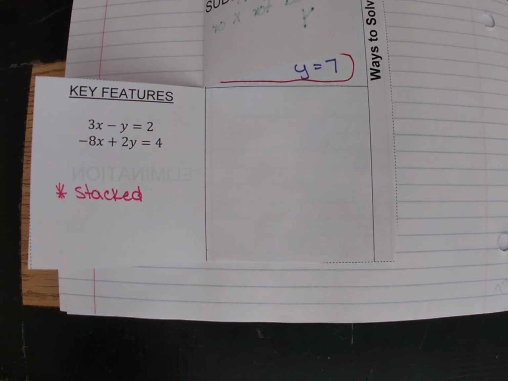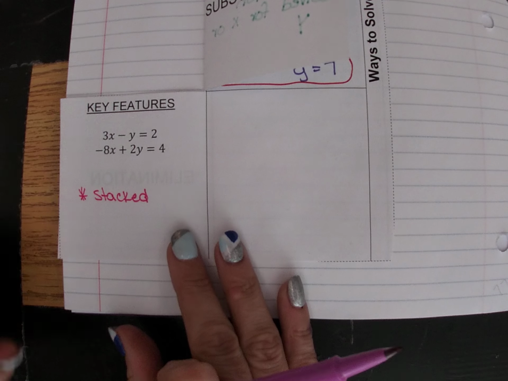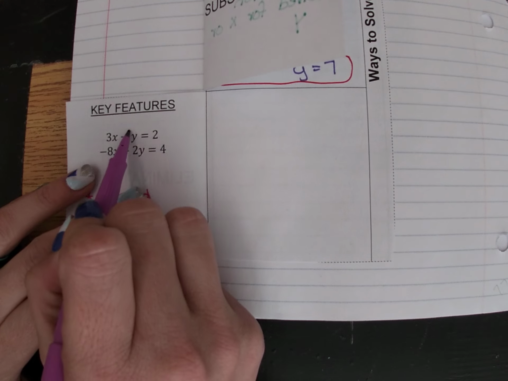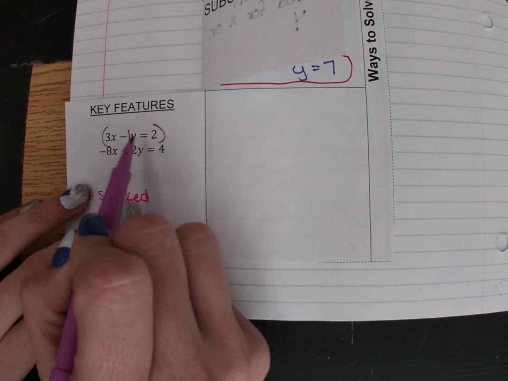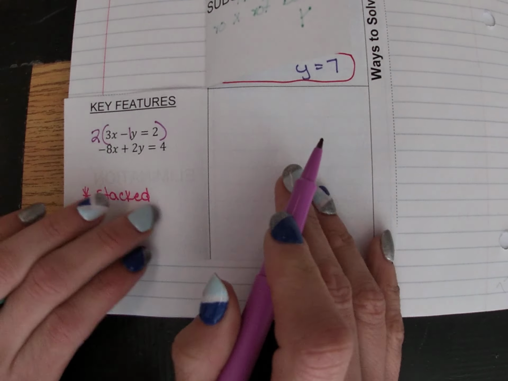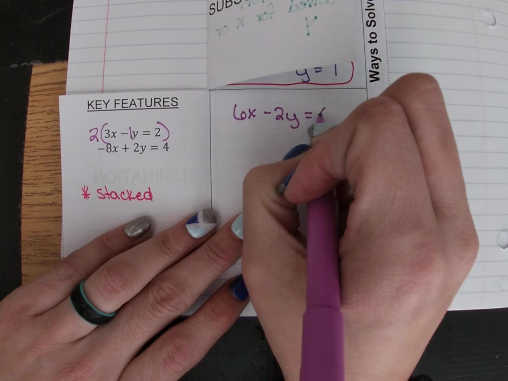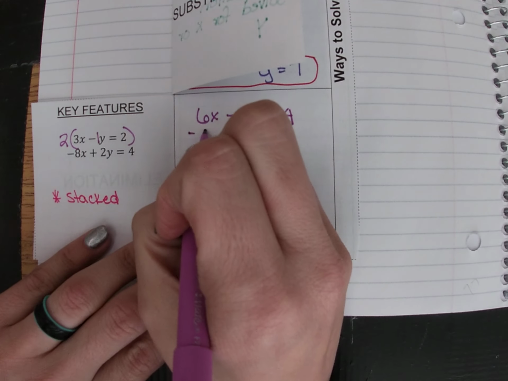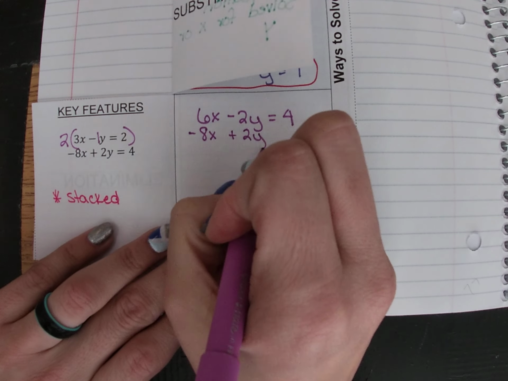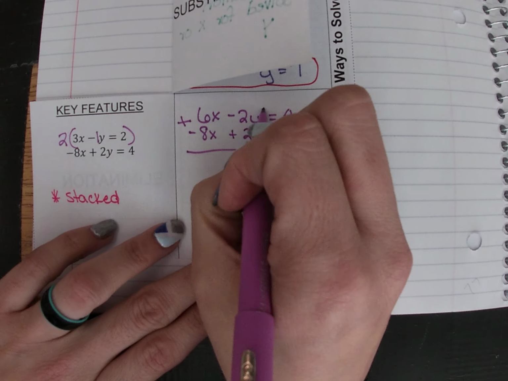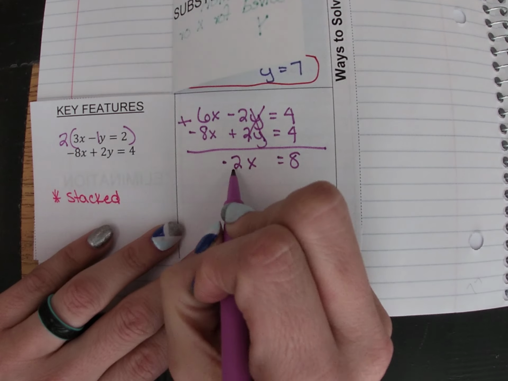So if we're solving by elimination, right, we said our objective is to get them to have a matching coefficient. So if we look up here, right, our x's currently don't match, nor do our y's. So we're going to have to multiply one of them to make them match. So maybe what we could do is multiply this coefficient of a 1 by a 2. And that would still make them be the opposite sign. So we'd have a 6x minus a 2y equals a 4. And a negative 8x plus 2y equals 4, right? We can now add these straight down. Our y's are canceling out. So we get negative 2x equals 8.